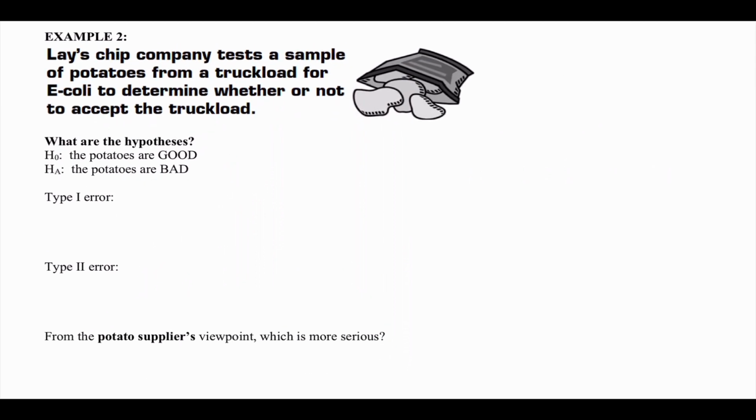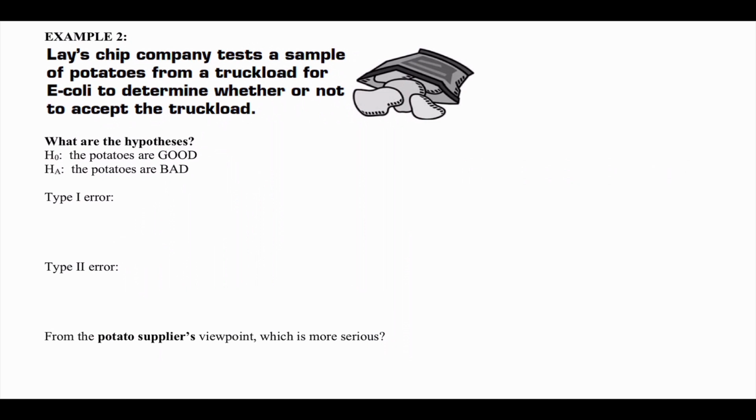Okay, so now we'll get to one less morbid. Lay's potato chips. Lay's Chip Company tests a sample of potatoes from a truckload for E. coli to determine whether or not to accept the truckload. Lay's is probably the biggest potato chip company. They don't grow their own potatoes. They buy potatoes from farmers and then use them to make potato chips.